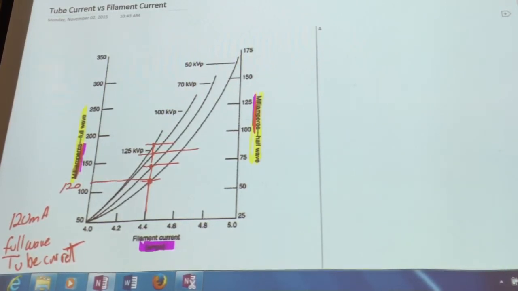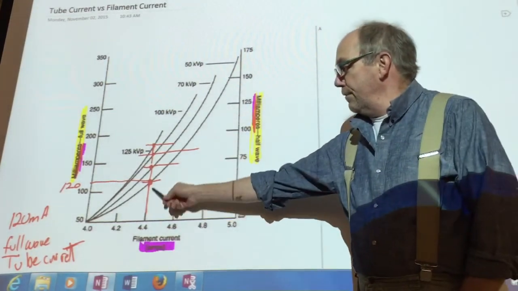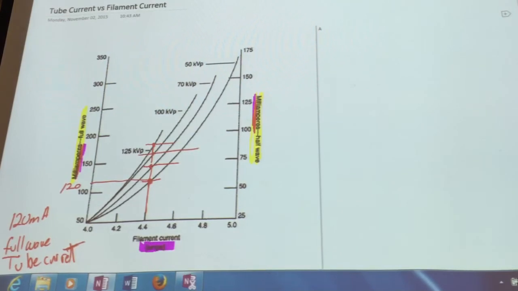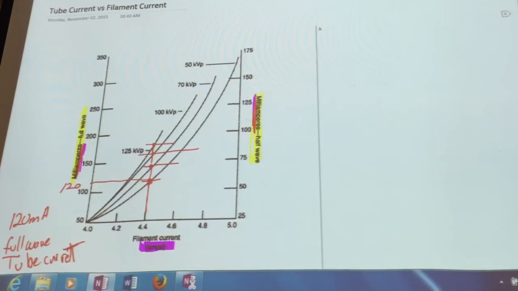As a theory, because the filament current is affected by the tube current or vice versa, by increasing the kVp, and seeing what happens to the tube current, can you tell whether that is in the emission limited or the space charge region? Space charge. Space charge, yeah, let's go take a look at that.